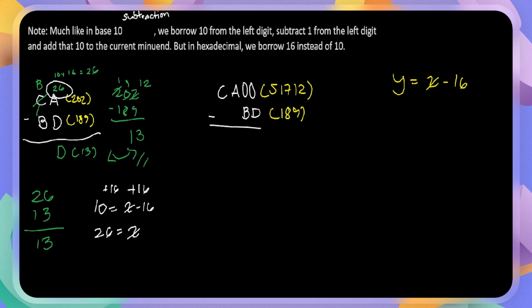So let's look at another example here. What if we have zeros? Again, much like in base 10, we would keep borrowing until we have a number that actually has a value.